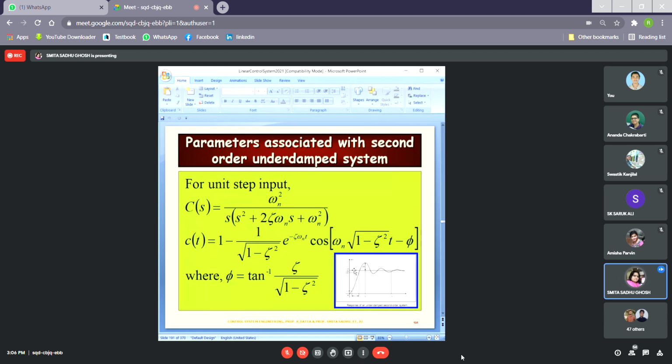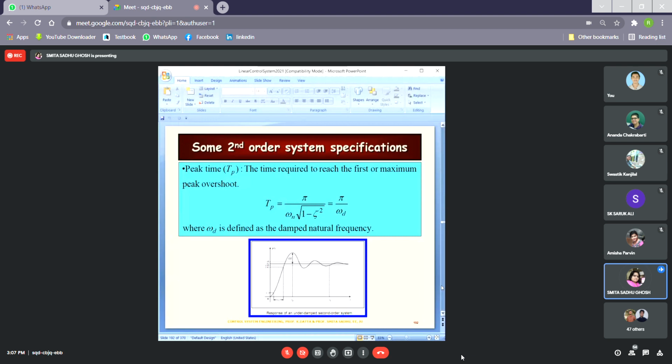So this is the general time response, where phi is again this. These we've already seen, but it's given again. Now coming to the definition for the peak time. Peak time is defined as the time required to reach the first or maximum peak overshoot. If you have a response shown over here, something like this, then the first peak is this one. So the time to reach the first peak is going to give you the peak time. It can be calculated and the expression can be found out.